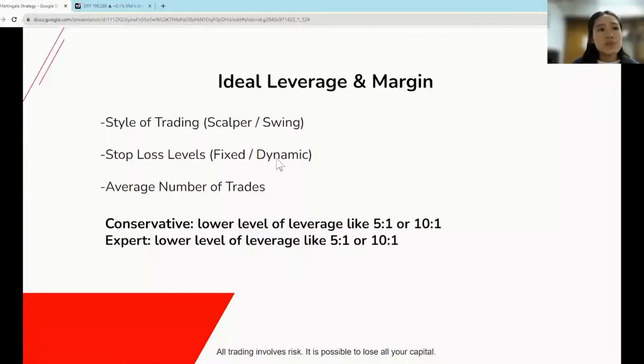Okay, so there are different types of traders as well. So martingale would probably suit more scalpers or intraday traders as compared to swing traders and people who prefer to just place their trades and then go about their day.